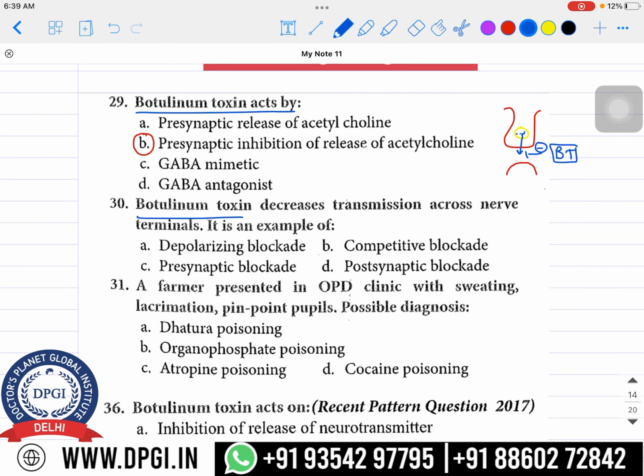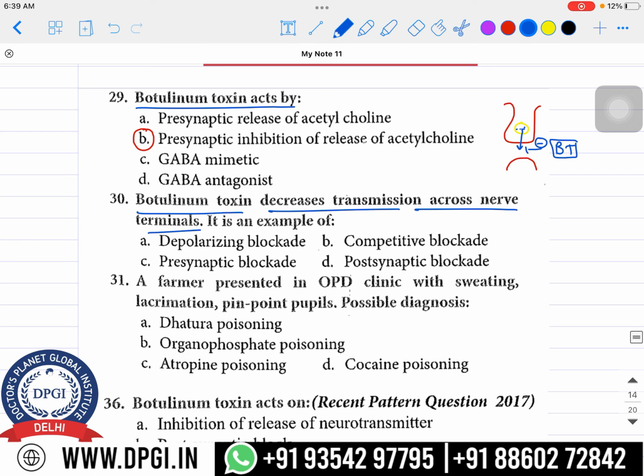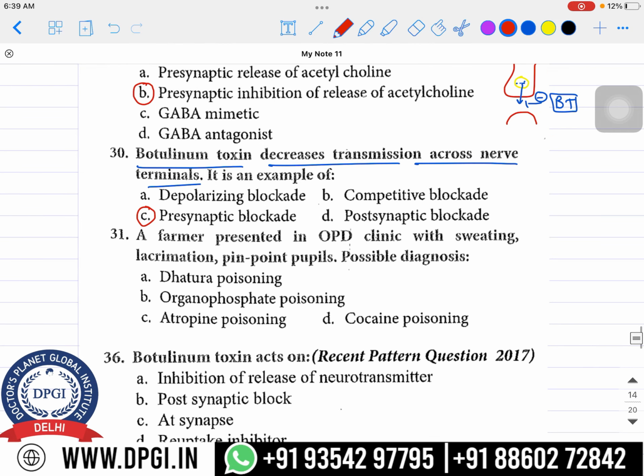Next question over here would be botulinum toxin, which is decreasing the transmission across nerve terminals. Okay, it is an example of what? It is an example of, yes, that is a presynaptic blockage. We have just talked about that. It is an example of presynaptic blockage, right?